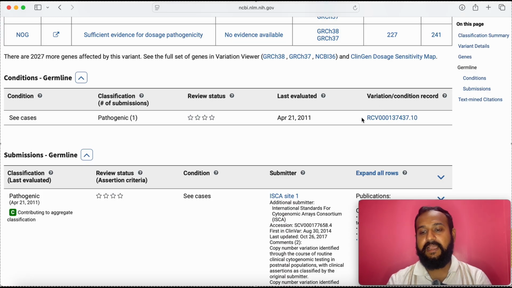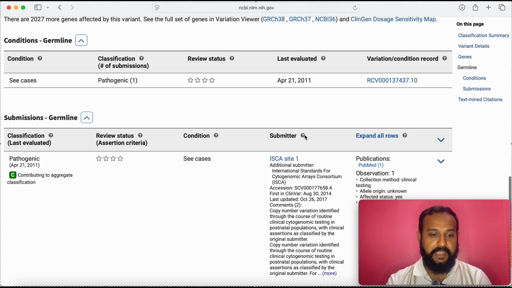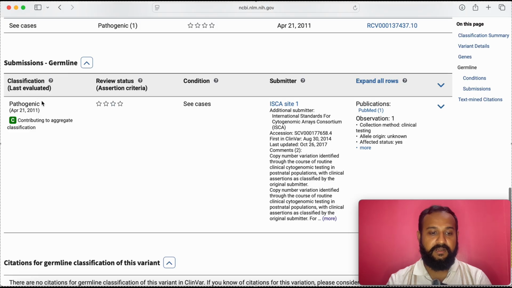Likewise here the accession ID starts with RCV, whatever be the number later on, based on the serial number. So that is the accession ID. Basically this is unique to this particular variant. Wherever you click on this accession ID, you will be redirected to this particular variant only. So you can see what the condition is. Pathogenic basically means it has the highest probability to cause a disorder. So this particular variant has the capability of causing a disorder.